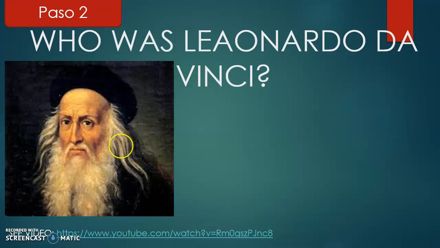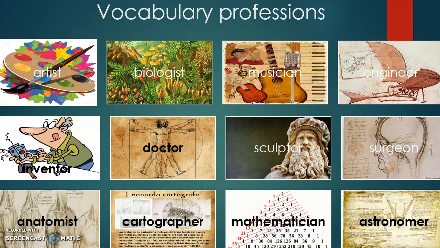After watching the video, you have to start working with the most important vocabulary. In this case, I'm going to talk about professions. Leonardo da Vinci had a lot of professions, at least 10. He was an artist, he was a biologist, he was a musician, also he was an engineer, he was an inventor, also he was a famous doctor, a very well-known sculptor, also he was a surgeon. He made a lot of human body drawings. He was an anatomist, he was a cartographer, also he was a mathematician, and also he was an astronomer. As you can see, he had a lot of professions.